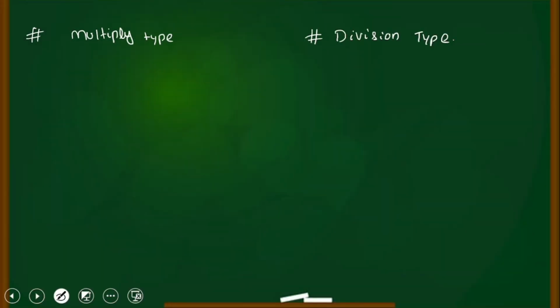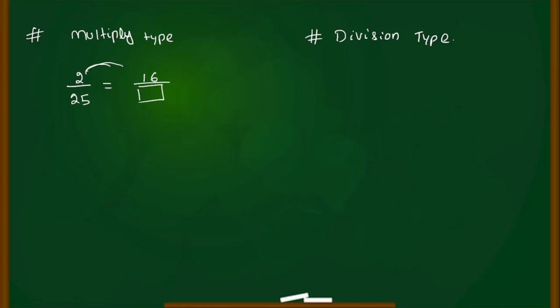So what are the uses of equivalent rational numbers? Suppose a rational number is given, that is 2 by 25, and we should find the denominator when the numerator is 16. In this case, we need the equivalent rational number. First we clearly notice that 2 multiplied by 8 will be 16. Yes or no? Simply we multiply the denominator by 8 as well, that is 25 times 8 is 200. So why do we multiply?